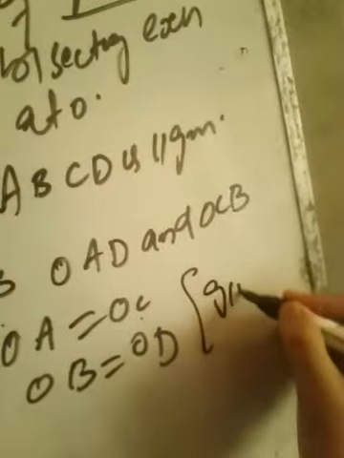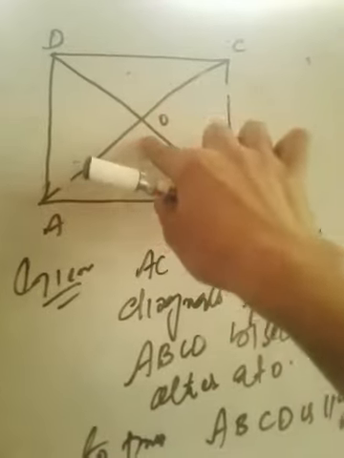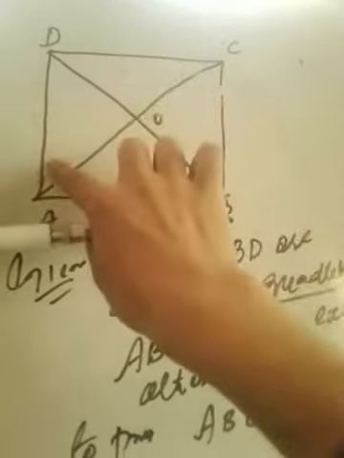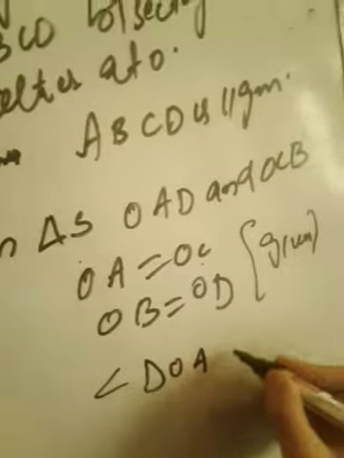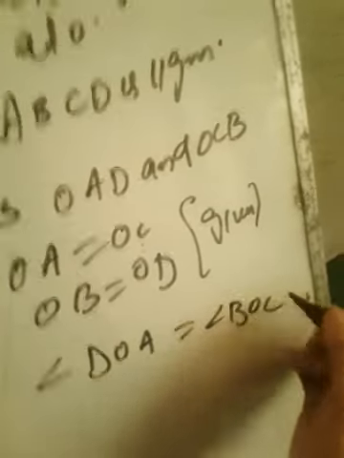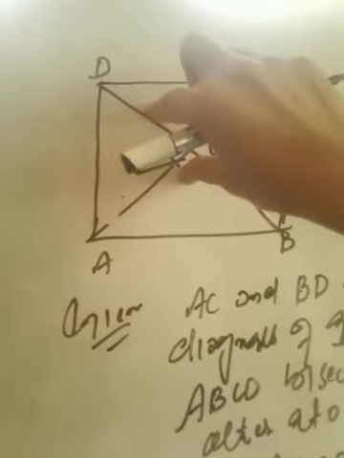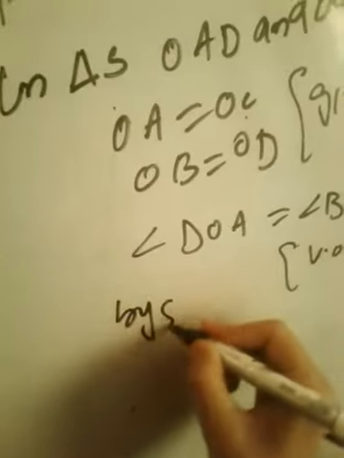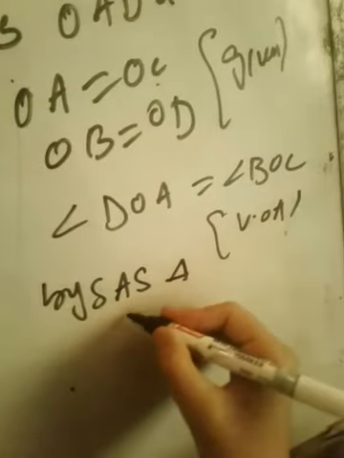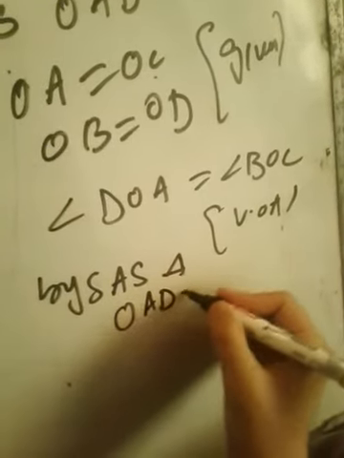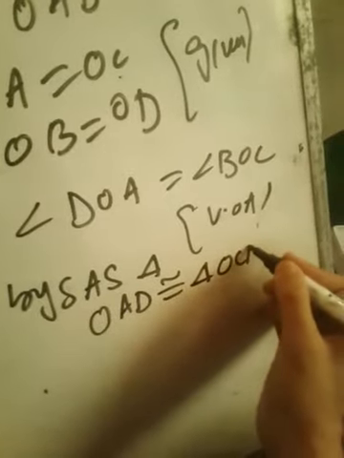And we will write angle DOA equals angle BOC. Why? This angle equals this angle because these are vertically opposite angles. So have a look, let us check the criteria: two sides and the included angle. So by SAS, triangle OAD is congruent to triangle OCB.